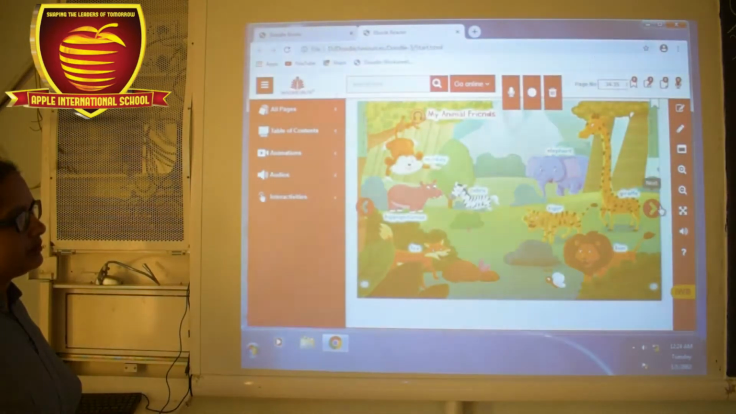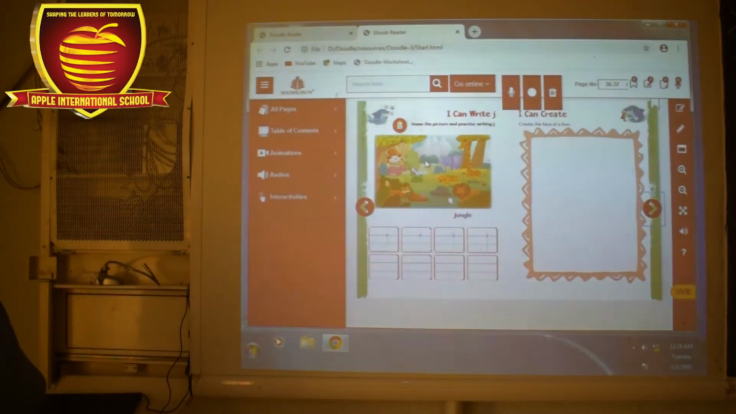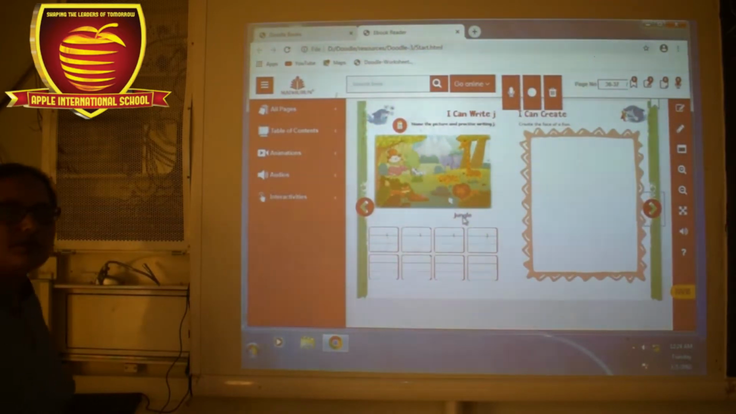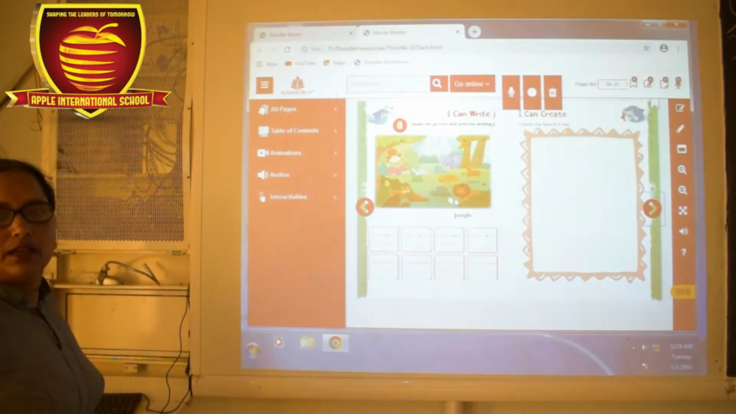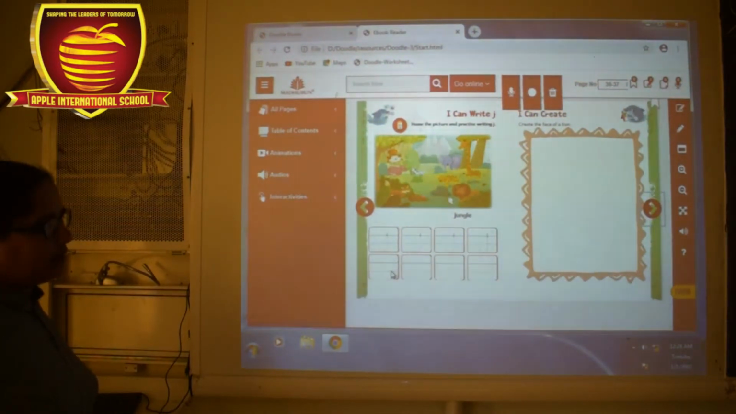Now, I can write J. Name the picture and practice by writing J. See, jungle. What is this? Jungle. The other name of jungle is forest. J-U-N-G-L-E, jungle. Practice by tracing, then writing. Write letter J.